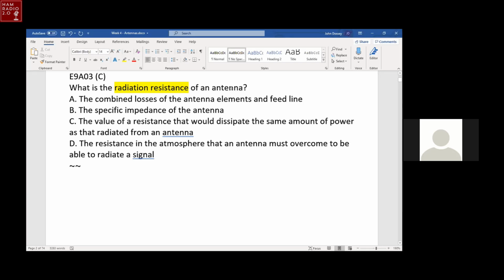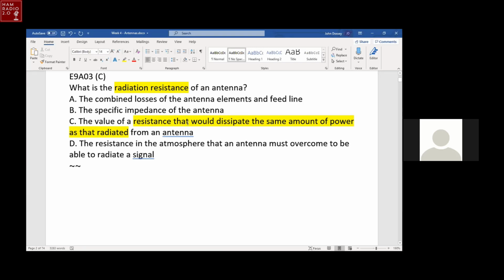This is the radiation resistance of an antenna. That is the value of a resistance that would dissipate the same amount of power as what is radiated. That is the actual useful power that's radiated from the antenna. It's called the radiation resistance. Now, it's not a real resistance. It's the power that the antenna radiates and turns into electromagnetic waves. That's the only useful power.